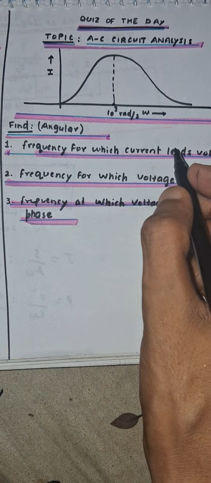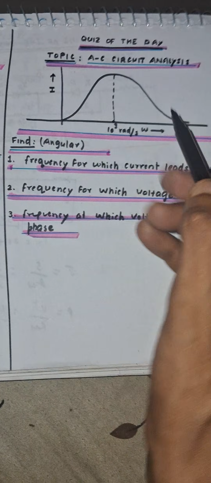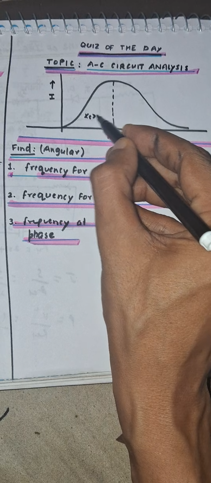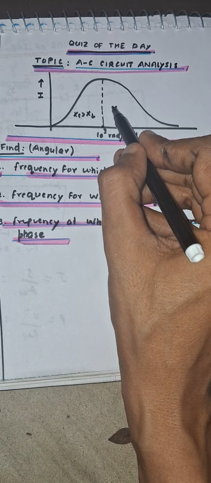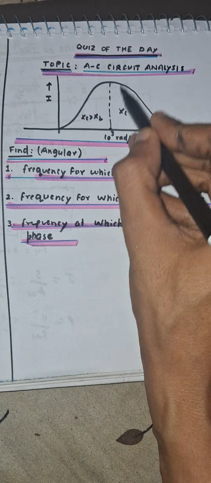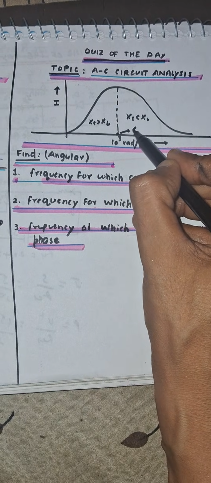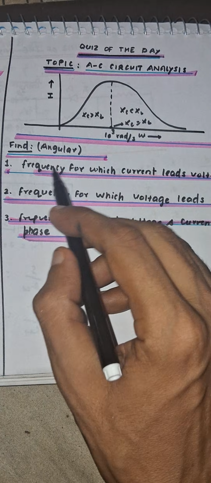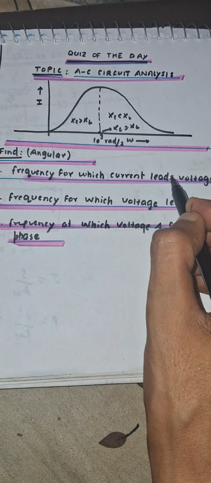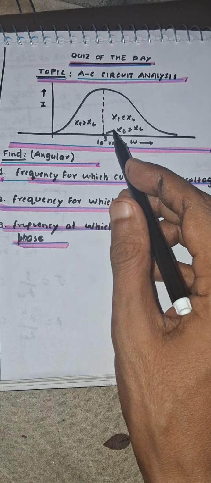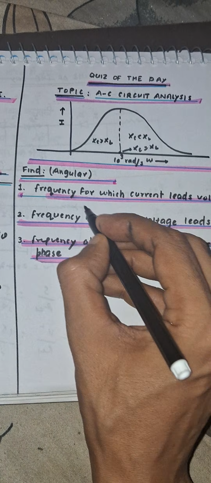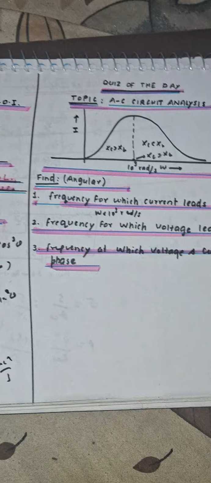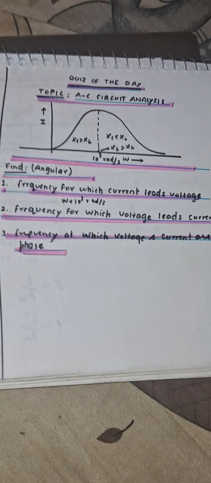So current leads voltage, that means capacitive dominant, and from the concept of resonance we can say that in this domain XC is greater than XL, and in this domain XC is less than XL, and at this particular frequency XC is equal to XL. So the same concept is used over here. The frequency for which current leads voltage, or we can say XC is greater than XL, corresponds to angular frequency less than 10^3 radian per second. So that will be the answer to the first question.